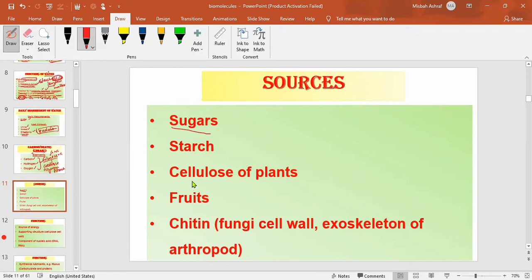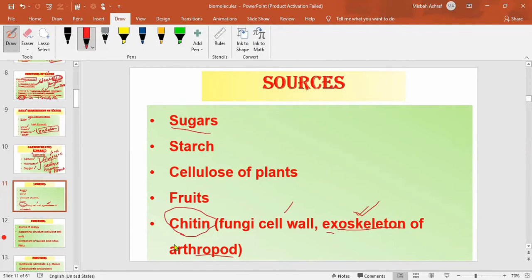Cellulose is also a type of carbohydrate that is present in plants, and chitin is present in the cell wall of the fungi and the exoskeleton of the arthropods. I think we have studied this in arthropods. Arthropods have jointed legs, arthropoda. We studied insecta, one of the classes of the arthropoda. They have an extra skeleton present outside the body. It's not similar to our skeleton, which is present inside the body. So that's why it's known as the exoskeleton, because it is present outside the body. That skeleton is made up of a carbohydrate, which is chitin.